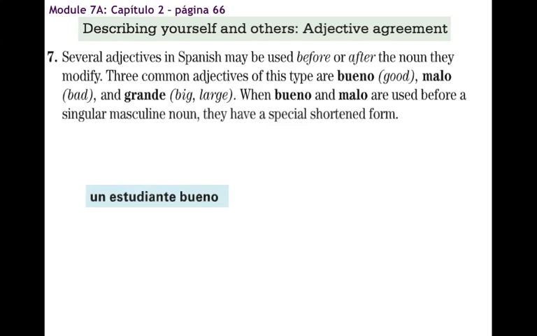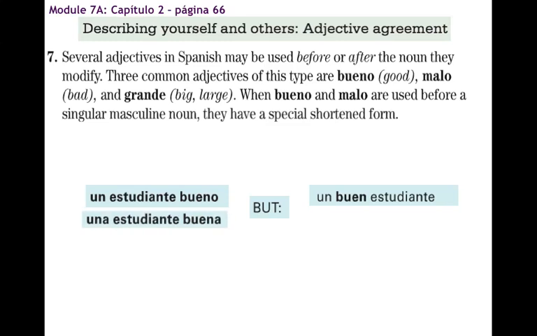Un estudiante bueno. A good student, masculine. But un buen estudiante. So a student who's good, or a good student, can be used in front. Similarly, repitan por favor, una estudiante buena, but una buena estudiante. So it's only when bueno is in front of the masculine noun that it truncates, shortens to buen. Buena, in the feminine form, stays the same whether it's in front or behind the noun.